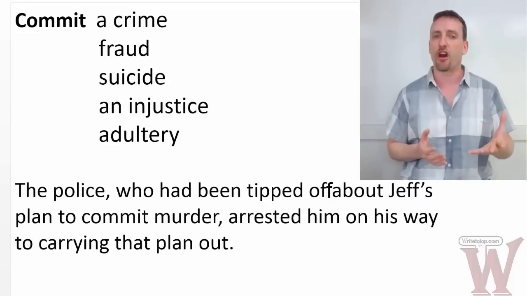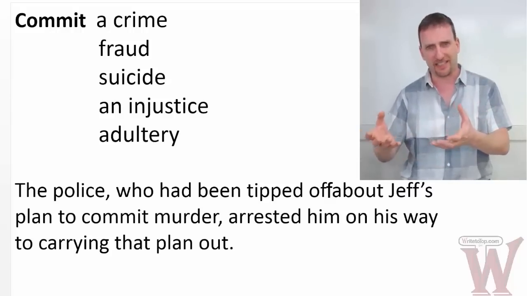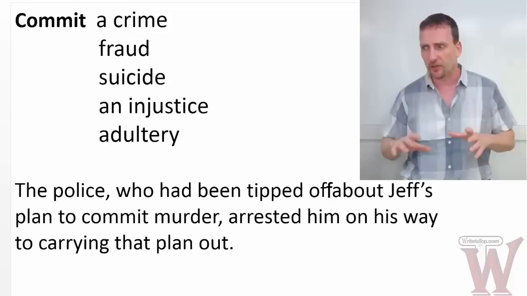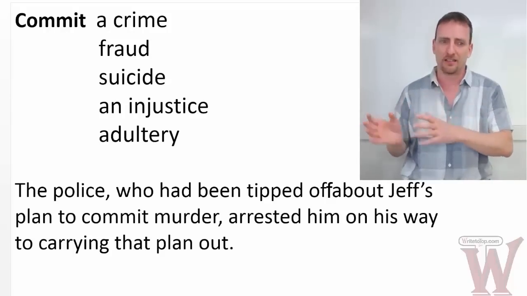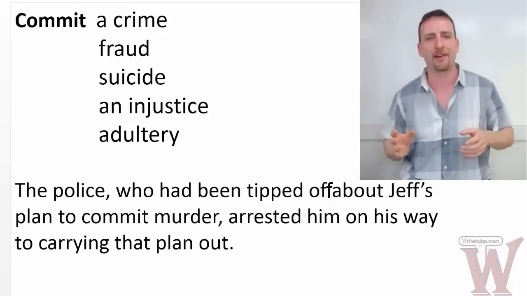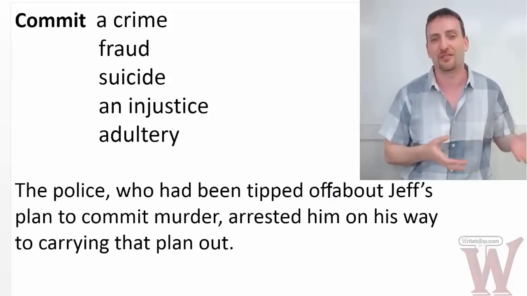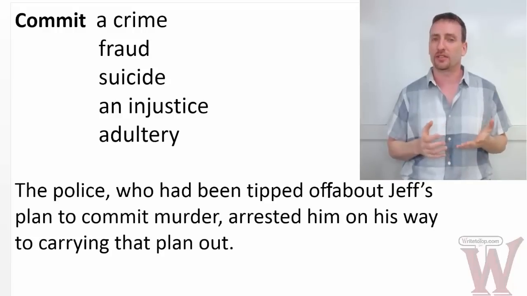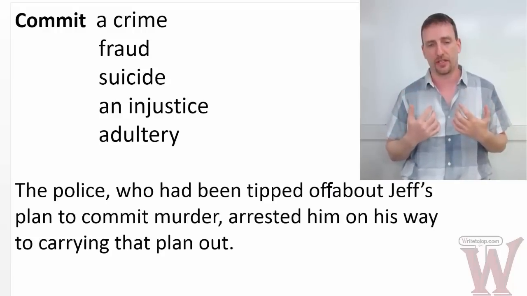You commit fraud. Fraud is when you, like, basically you're stealing, but you're doing it very quietly. You're doing it on paper. Nobody really knows it's done until all the money's gone. You're sitting on a beach, sipping a Mai Tai, laughing at everybody back home. But eventually they're going to catch you and maybe you'll go to jail. Commit suicide. Suicide means kill yourself, okay?